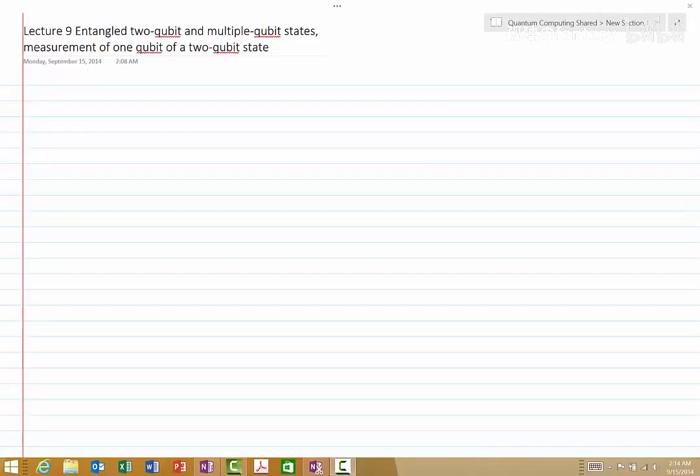Welcome to Lecture 9, in which we will discuss entangled 2-qubit and multiple qubit states, and also the measurement of 1 qubit of a 2-qubit state. And this material is all in Chapter 3 of your text. So let's start with entangled 2-qubit states.